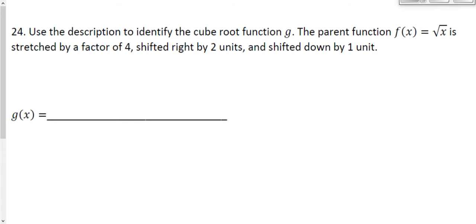All right, we're in Unit 6.6 of our Unit 6 review, and we are graphing some radical equations. Our very first question in this unit, question 24, is asking us to use the description to identify the cube root of the function g, and then it says the parent function is the square root.